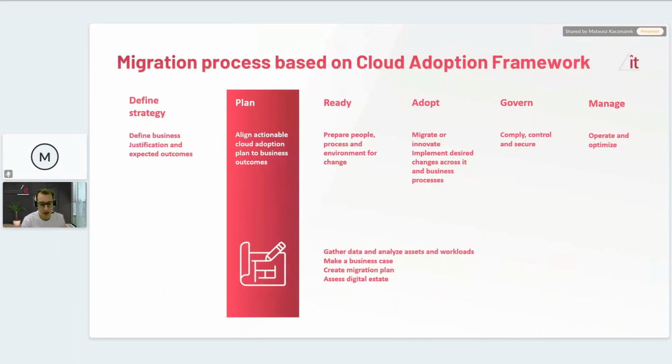So the second phase is the plan phase. The plan phase is absolutely crucial for setting the stage for a smooth cloud migration. This is where we lay out a detailed roadmap that guides how we will move to the cloud, including things like which workloads we are migrating, when we are doing it, what resources we need, and preparation of all essential stuff.